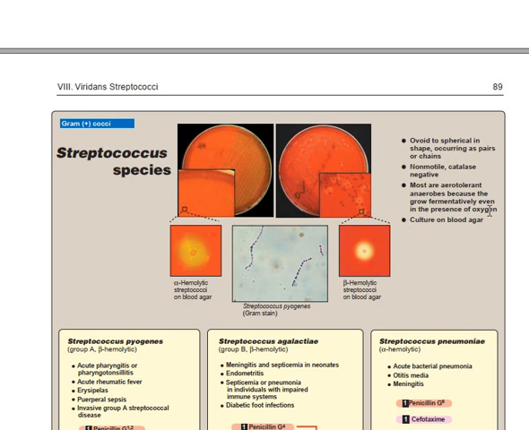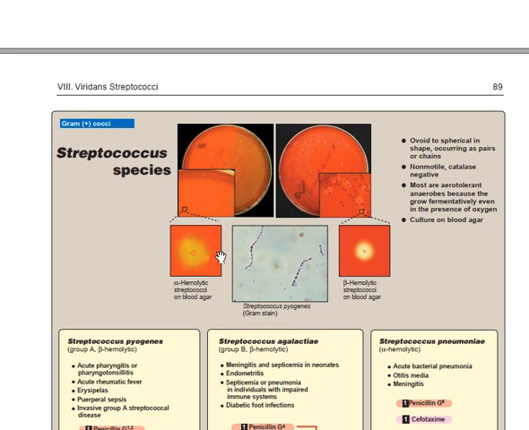So we have culture on blood agar, which is the best thing to culture them. As you can see, alpha hemolytic streptococci can be seen here, and then here is beta hemolytic streptococci on blood agar. On blood agar, with alpha hemolytic streptococci you see an orange color of hemolysis, while in beta hemolytic streptococci you see a whitish color of hemolysis.